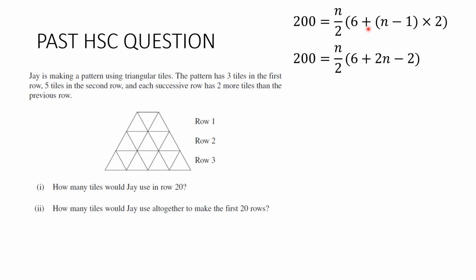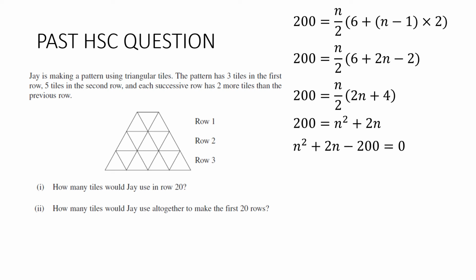This is 6 plus 2n take 2. And further simplifying, we get that. Now let's expand through these brackets. n on 2 times 2n is n squared, plus n on 2 times 4 is 2n. And tidying it up into a quadratic.